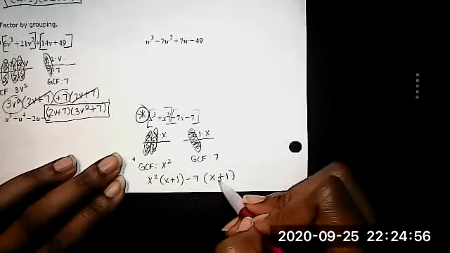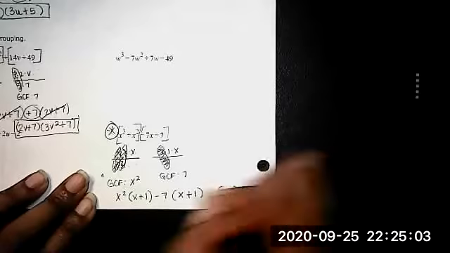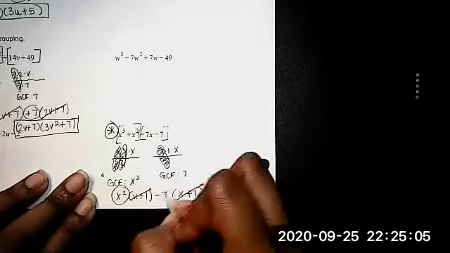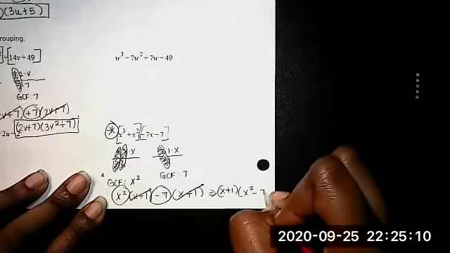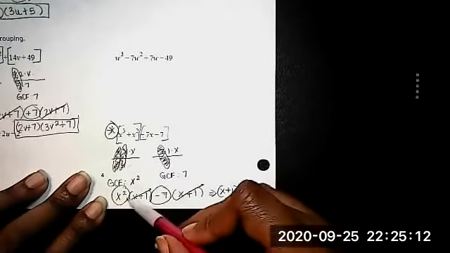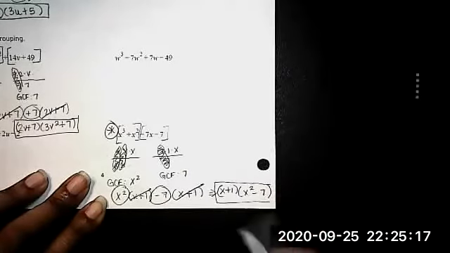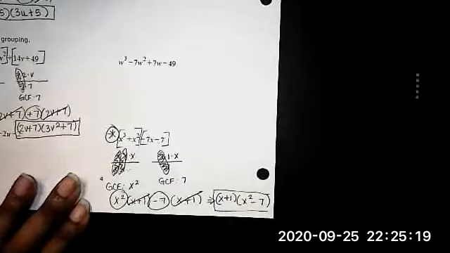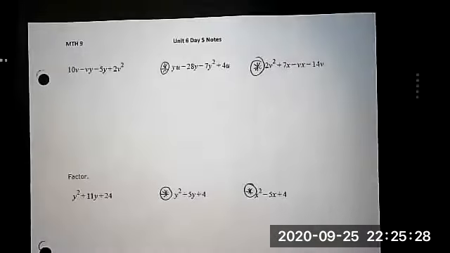So now, just like earlier, that x plus 1 is the same. So I'm going to take that and put that in front, x plus 1. It goes away. What's left over? x squared minus 7. Okay? x squared minus 7 left over. And that is your answer for the factoring by grouping. So this is a lot, I know, but last page, okay? Last page.